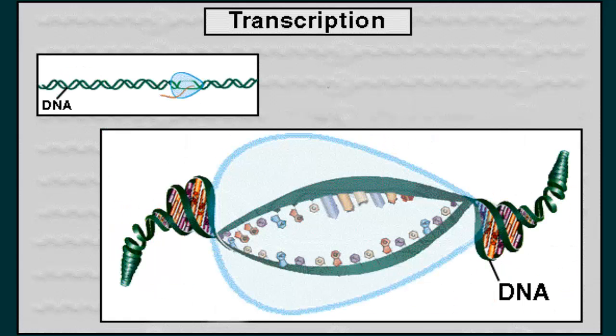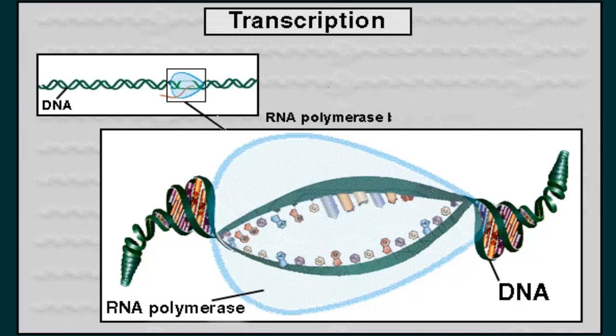Before RNA can copy the DNA code, it must gain access to the code. This is done with the aid of an enzyme called RNA polymerase. RNA polymerase binds to DNA and unzips it. That is, it separates its two strands. A single, separated strand of DNA with its unpaired nucleotides now serves as a template for RNA.